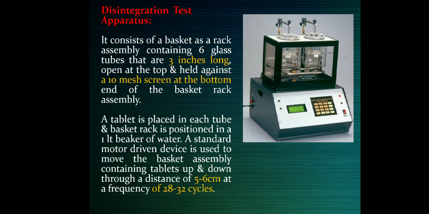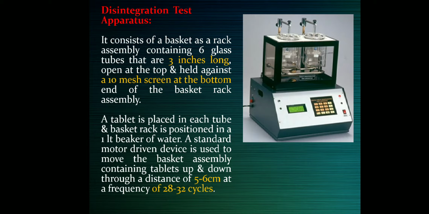The disintegration test is carried out in the disintegration test apparatus. It consists of a basket rack assembly containing 6 glass tubes that are 3 inches long, open at the top and held against a 10 mesh screen at the bottom. So these 6 glass tubes of 3 inches are open at the top and are closed by a 10 mesh screen at the bottom.